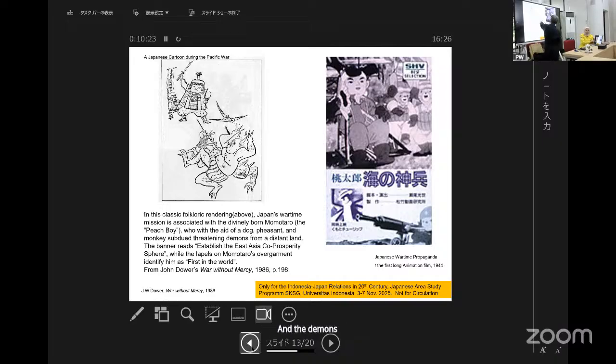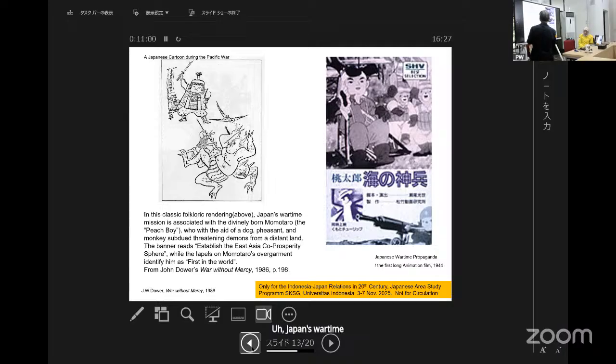And the demons here indicate President Roosevelt of the United States. And this face is similar to the face of Prime Minister Winston Churchill of the United Kingdom. And also, as I mentioned, this is the classic folklore rendering.